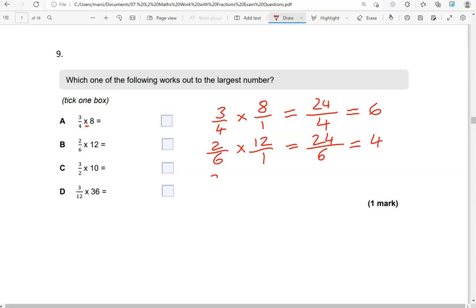Third one, so 3 halves times 10. 3 times 10, that is 30. 2 times 1, that is 2. 30 divided by 2 gives us 15.